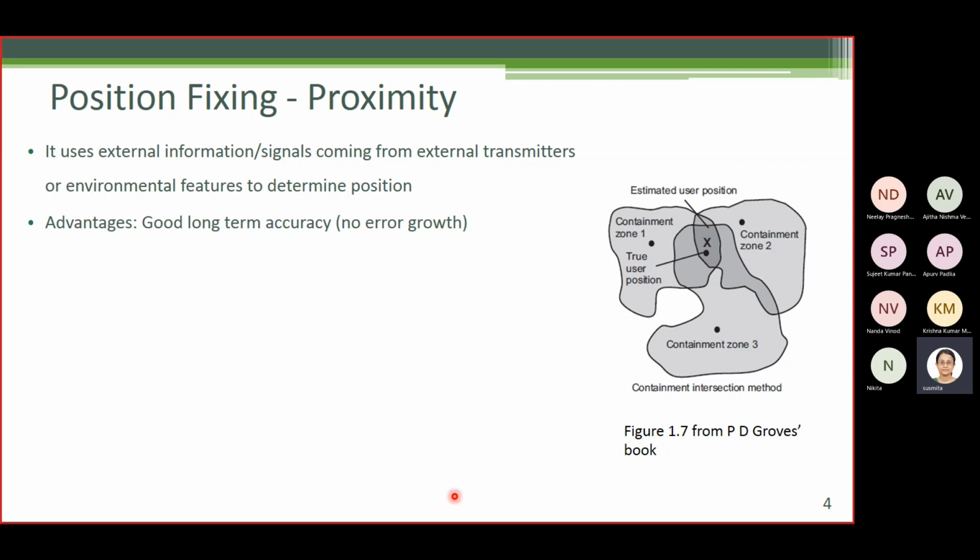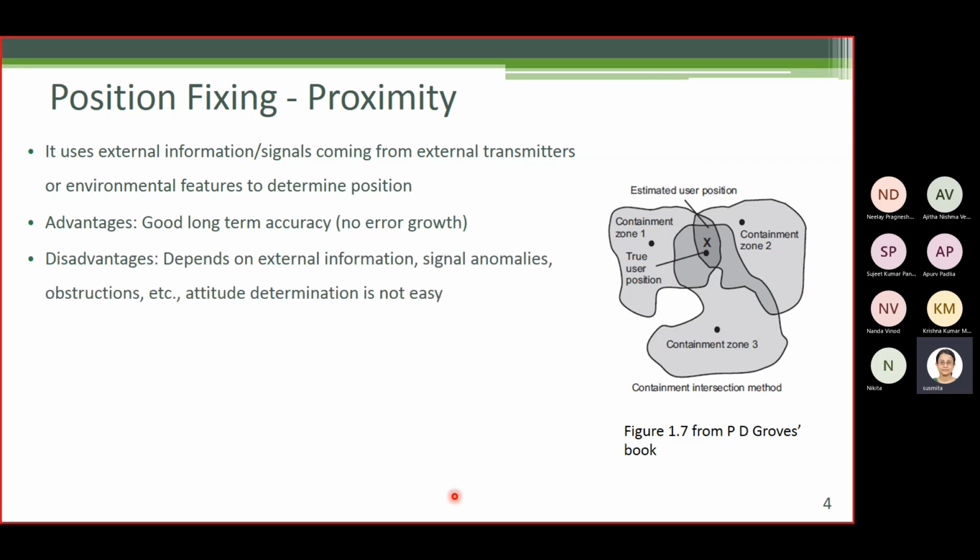What are the advantages? Good long-term accuracy, no error growth. We are not doing any integration here. We are making measurements and using the measurements we are getting the position. So it has good long-term accuracy. This is complementary to dead reckoning because the former has errors growing in time, whereas this has good long-term accuracy, errors do not grow with time.